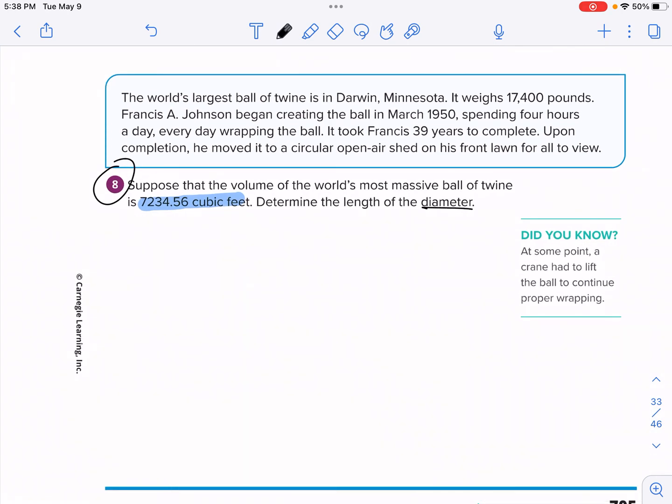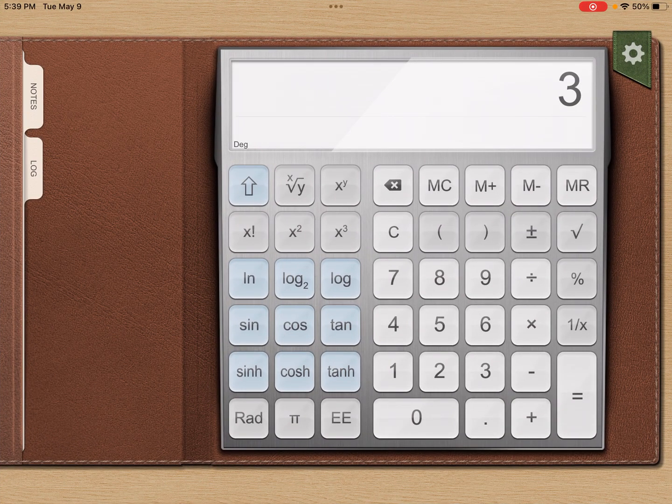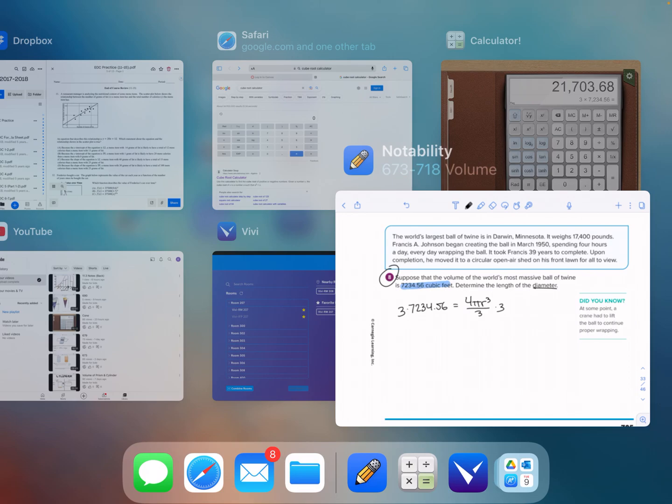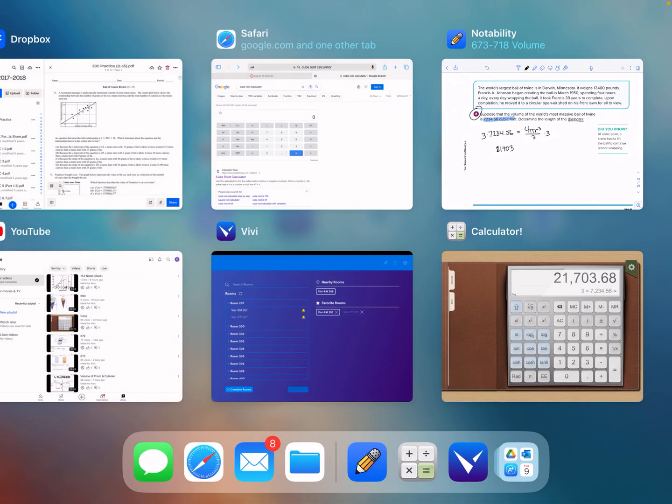So let's put that this is equal to 4 pi r cubed divided by 3. We're going to multiply both sides by 3. So 3 times 7,234.56. Enter. 21,703.68. I didn't get the hundreds place.